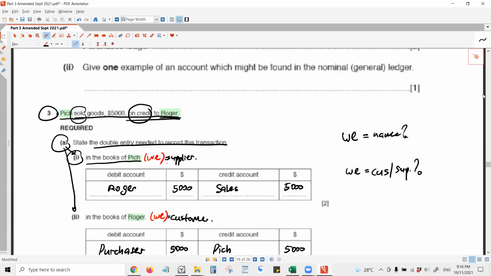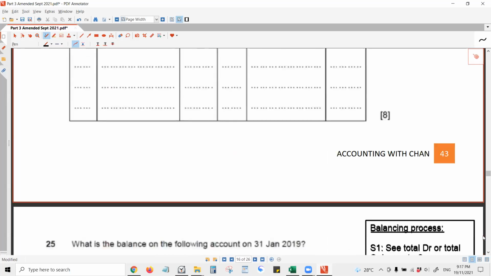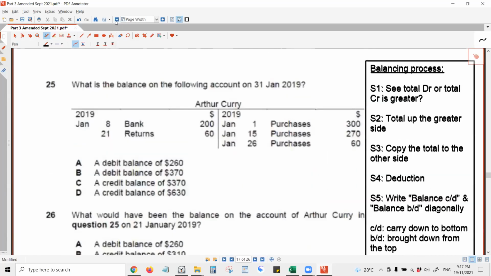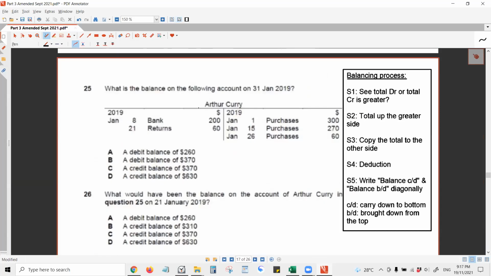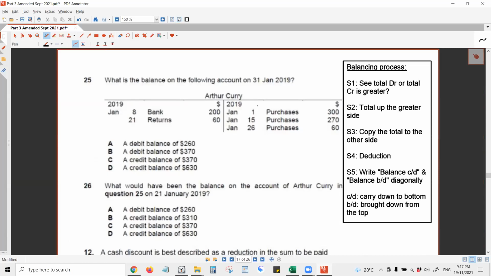Now, no more questions that require you to make use of that table. We now look at something known as the balancing process. This is page 44. I'm going to guide you through what this is and how to do it. It's a very common process that you do in accounting. If you have been learning with your school, you should get what I mean. It's about writing the balance c/d and balance b/d. I have the step-by-step for you to follow here.